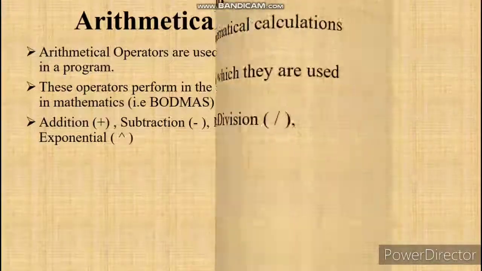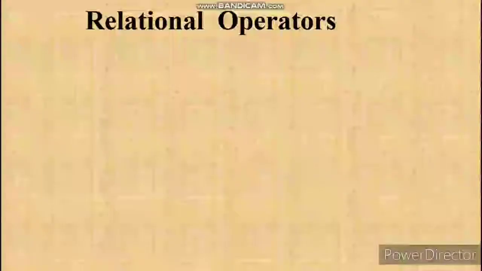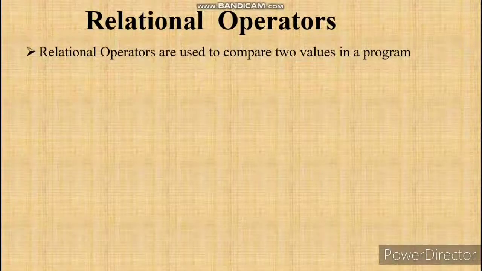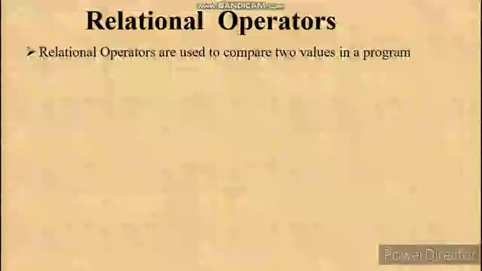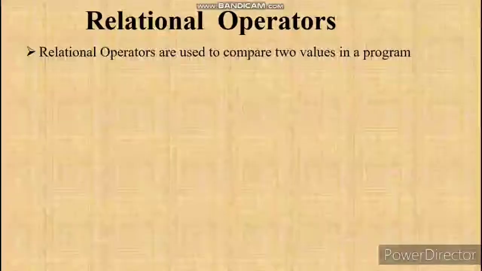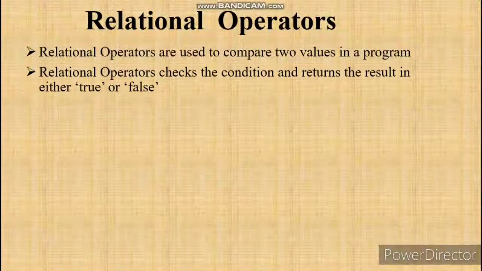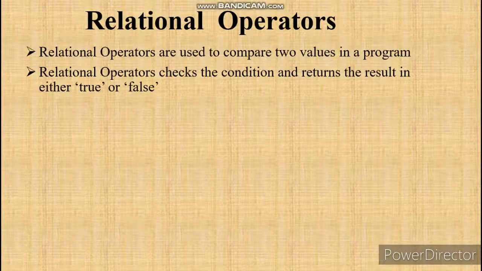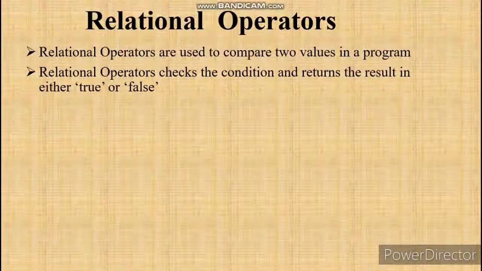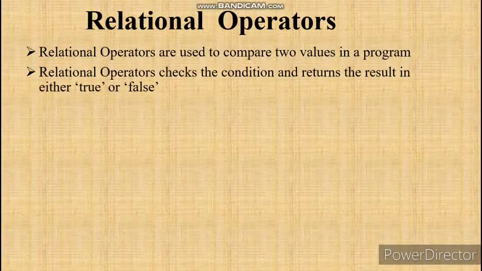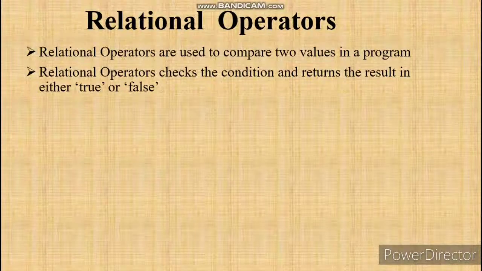The next operator is relational operators. Relational operators are used to compare two values in a program. These operators check the condition and return the result as either true or false. If the condition is true, then it gives a true result, and if the condition is not satisfied, then it gives false.